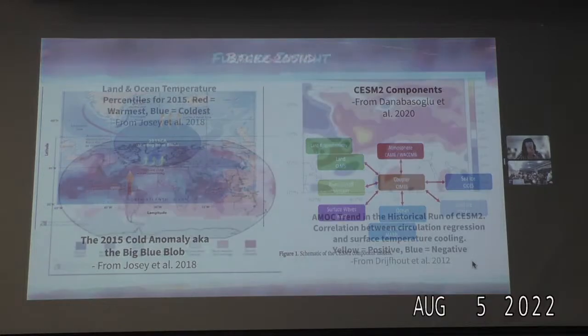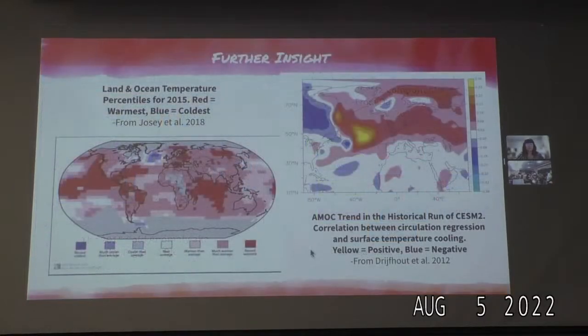So a little bit more insight from a couple other papers that we read. These helped me get an idea of what we were supposed to be looking at. So again, from Josie et al., they gave a breakdown of what the surface temperatures looked like, specifically the percentiles for that 2015 occurrence. And it can be seen that right above that blue blob in the ocean, there were some of the lowest temperatures ever recorded.